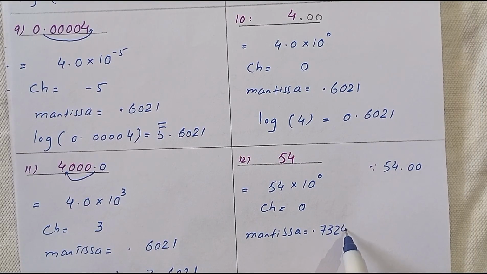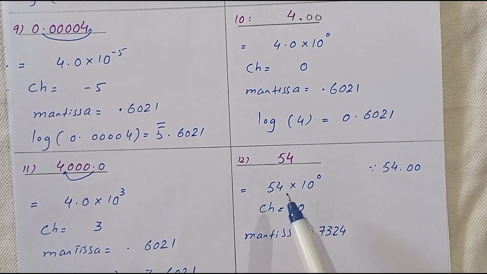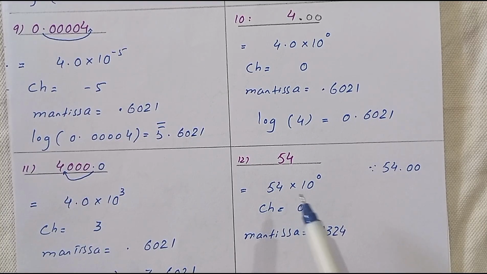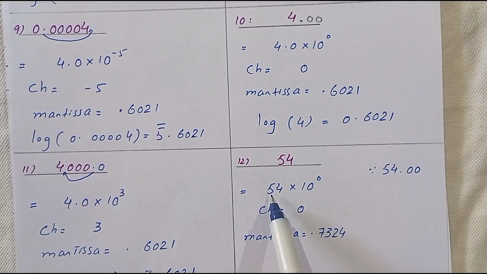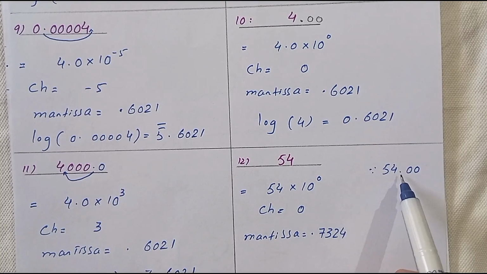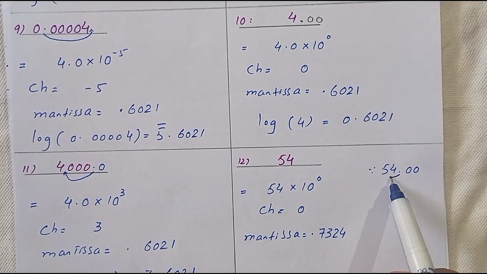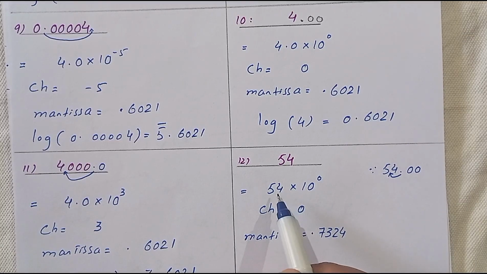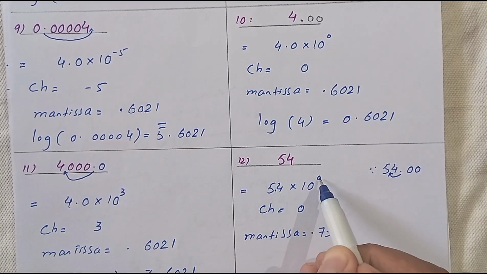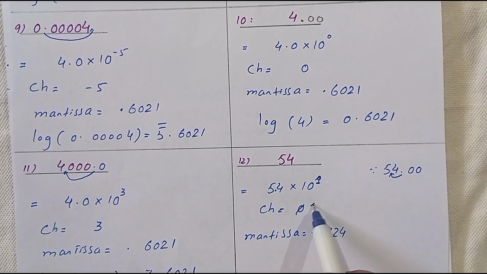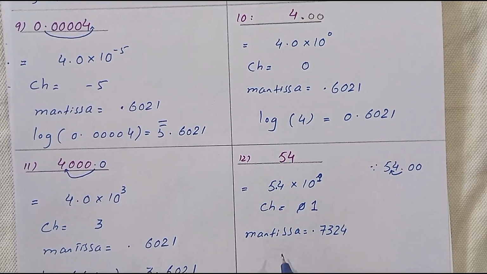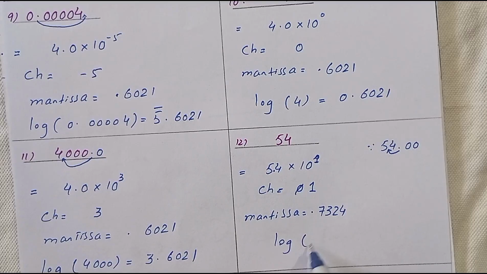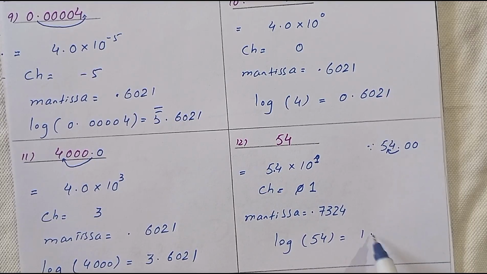0.7324. So here is a little mistake in characteristic. As in scientific notation we have to put the decimal after the first non-zero number, that is 5. So we assume the decimal is after 4. So when we put it after 5 and move to the left side, the power is positive, and counting one digit, so here 5.4 power is 1 and the value of characteristic is 1. Now adding characteristic and mantissa, we find the value of log 54 as 1.7324, which is the required answer.